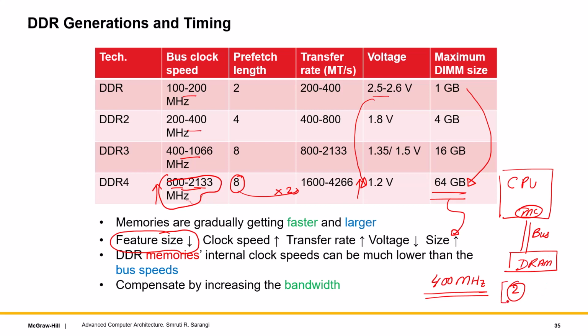And so the idea is that internally you generate more bits and then you transmit them one after the other on the bus. And internally you can afford a lower frequency as long as you are generating more bits such that they can be transferred quickly one after the other. So in this case, the math is 400 megahertz into 2 is equal to 800 megahertz. That's the reason. For every cycle corresponding to 400 megahertz, if I am generating 2 bits, then I can transmit 1 bit in every 800 megahertz cycle. So this is where I compensate by increasing the bandwidth.